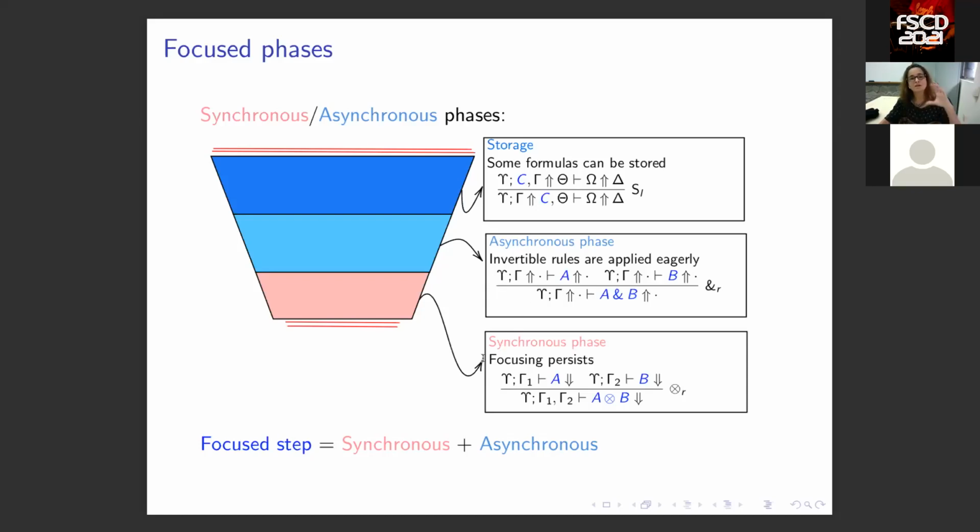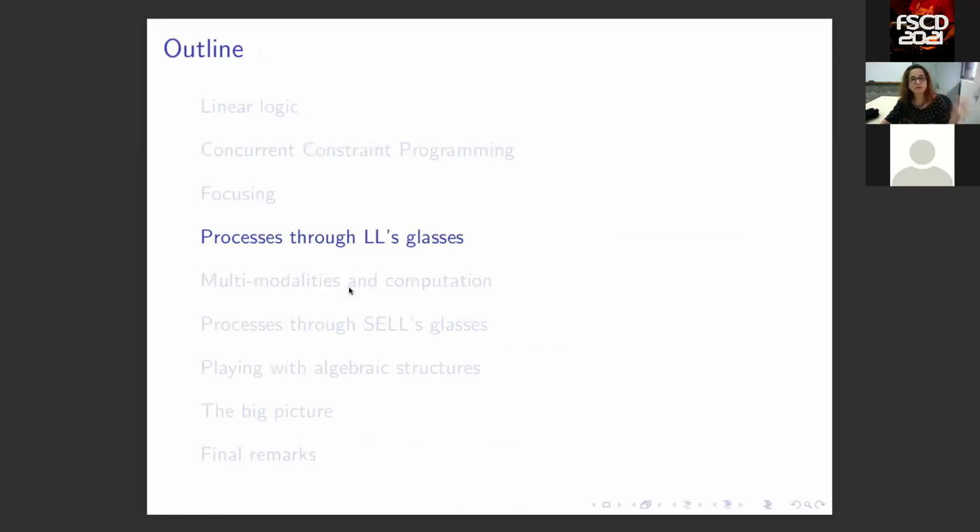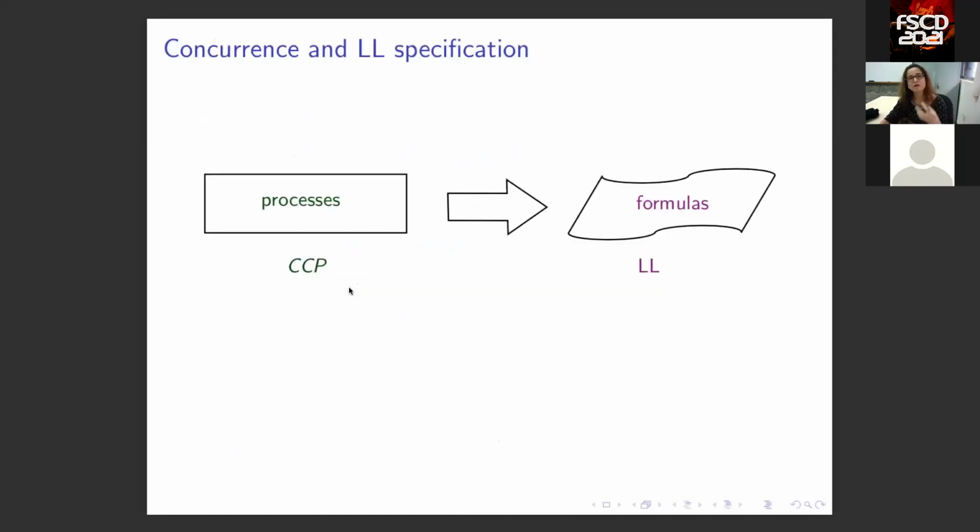Okay. So for us, one focus step is going to be exactly one of these figures that you see now on the screen. You have one synchronous phase followed by one asynchronous phase and some storage. Great. So when we do that, then we can have a better sense of steps, so computational steps and focus steps. This is the catch. So let me first explain how we embed and how we see a CCP as a logic, really. So we have here processes in CCP.